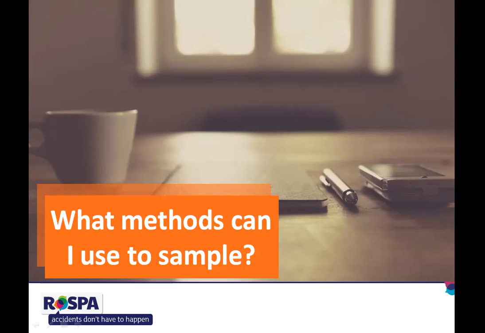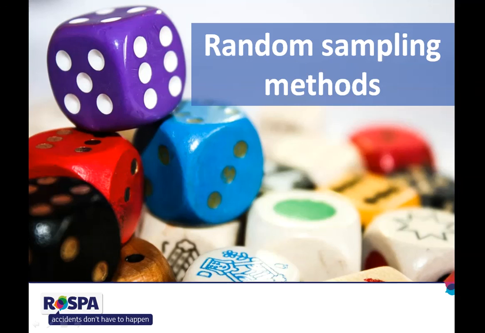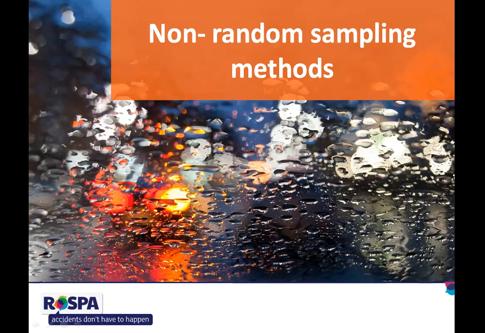Some of the ways you can select a sample of people to take part in your evaluation include random sampling methods. Random sampling is any method where each person in your target population has an equal chance of being selected to take part in your evaluation. However, collecting a random sample can be difficult. For this reason, you might like to use a non-random sampling method.